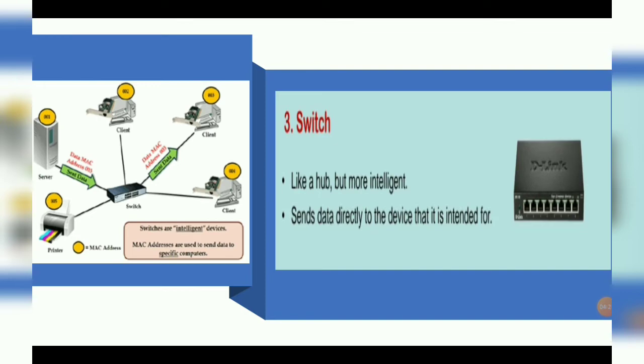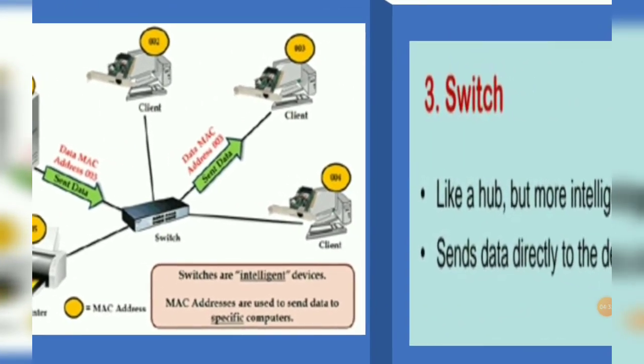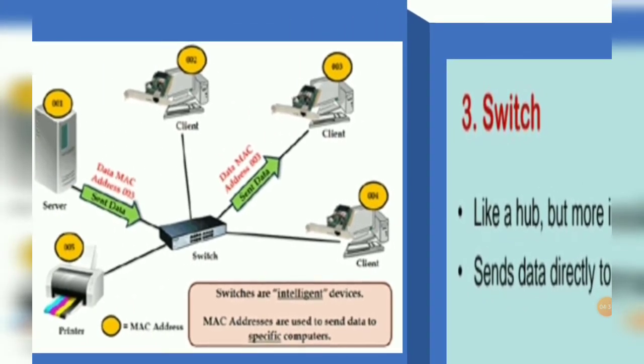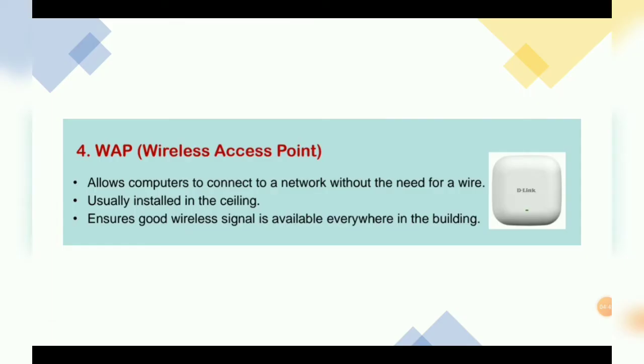But how does a switch do it? The basic answer to that question is that MAC addresses are used to send data to specific computers. MAC address. So you can see in this diagram that the switch only sends to one computer, this one up there, 003, from this to this. I hope you get the concept.